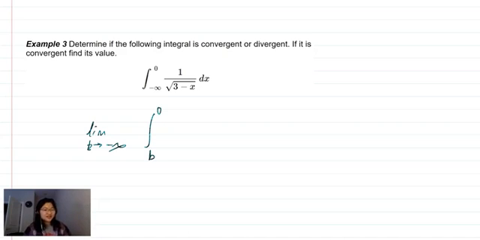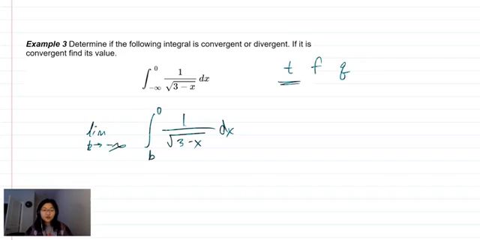And a reason I like using b is because it's very forgiving. If I accidentally write it as something else, I can make it into a b. But you can use t, you can use f, you can use q, whatever, but t or b are more typical. That's all. Okay, so we got 1 over root 3 minus x dx.